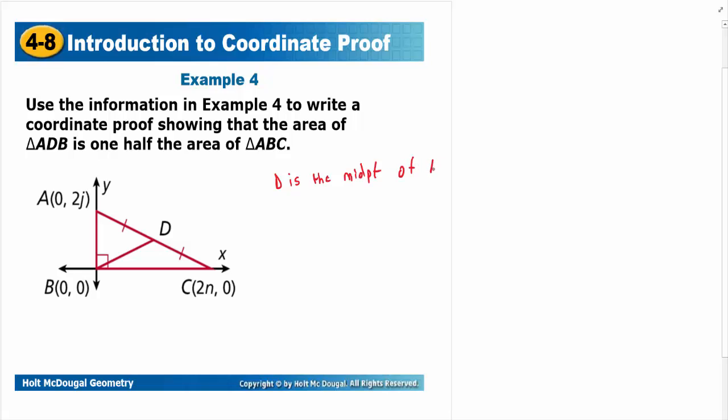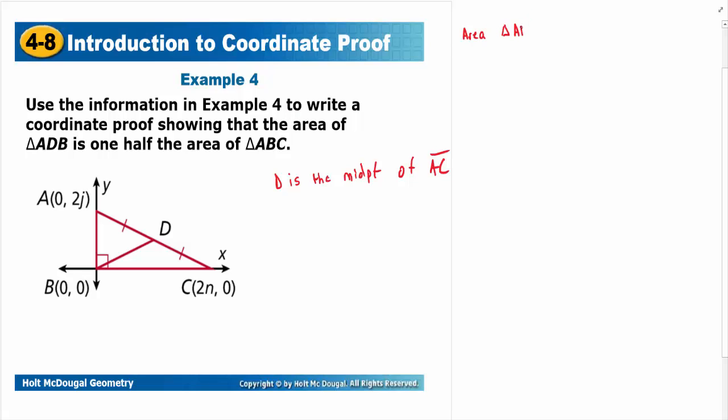Now, anyway, it says we're using information from example 4. Here it is. Okay, to write a coordinate proof showing that the area of ADB is 1/2 the area of ABC. Again, this is exactly the same problem as we did for example 2. Same work. The only difference is we have letters this time, or variables, instead of numbers. So I'm going to start the same way. The area of triangle ABC.